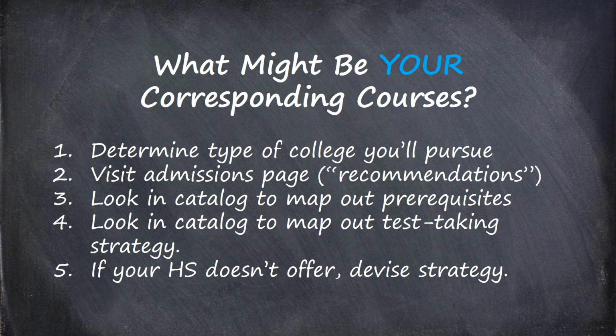Number 3, you're going to go back to your high school catalog and you're going to map out the prerequisites that you need to take in order to take the required classes for college admission. Then you're going to look at your catalog and map out a test-taking strategy. And the last item, if your high school doesn't offer an AP program or an IB program, or just some of the classes that you're going to need, you need to augment your academic portfolio by devising an alternate strategy.